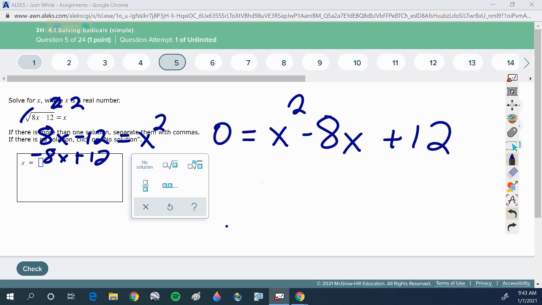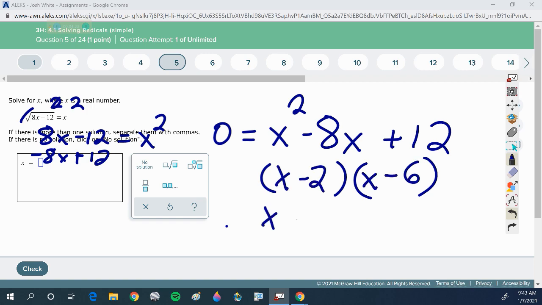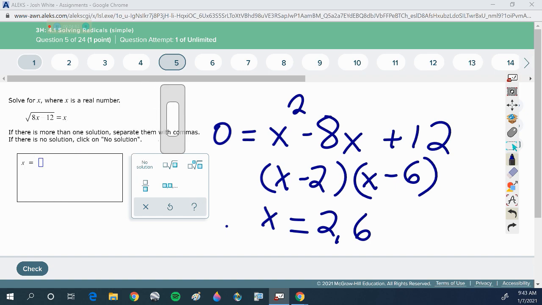Now we draw our 2 parentheses. Are there 2 numbers that multiply to be 12 and add to be negative 8? 2 and 6. Negative 2 and negative 6. So what does x equal? 2 and 6. Now, do those work? Yes. Why? Right. If I look back at the original equation, if I plug those numbers in here, can a square root equal 2? Yes. Can a square root equal 6?